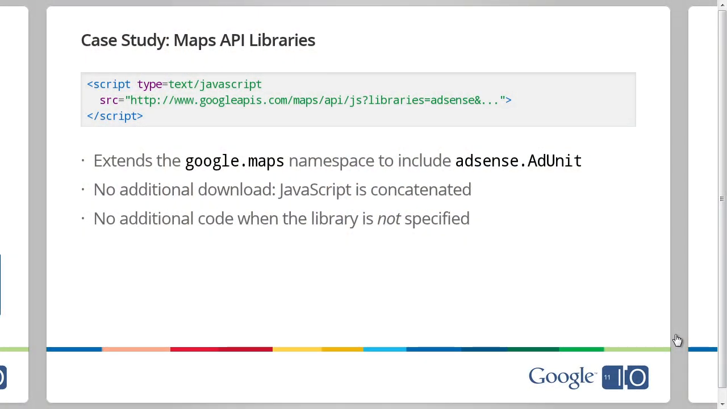When this loads, that AdSense library is then concatenated with the main interface library, main.js. It then extends the google.maps namespace to include AdSense.addUnit. So it's all still part of the same library download. But we have not created a single additional download, and any developer who's not using this feature does not have any extra bytes added.